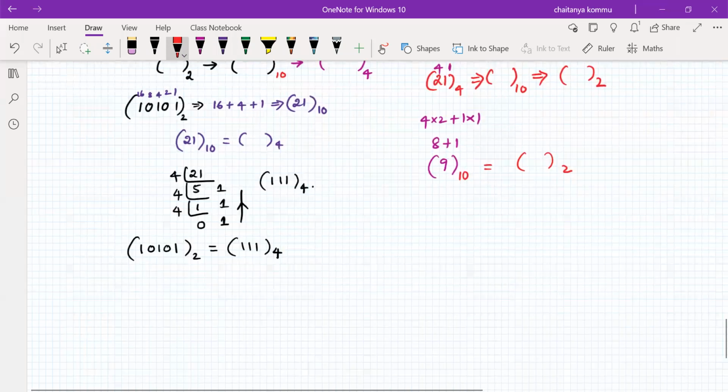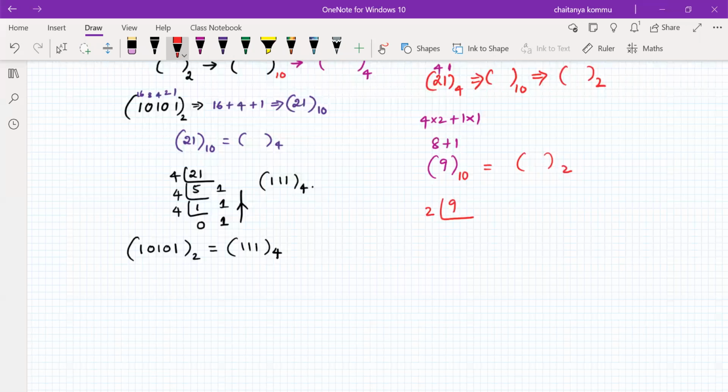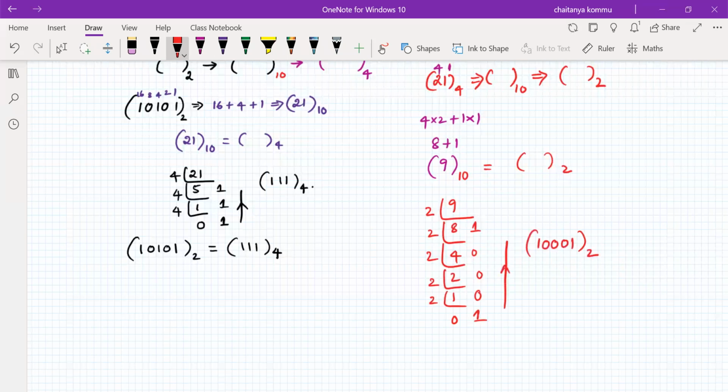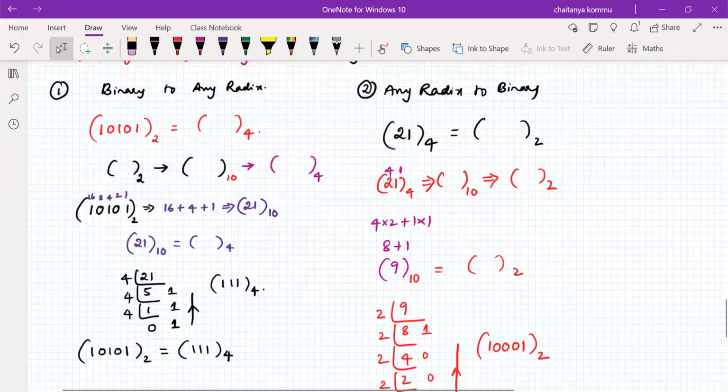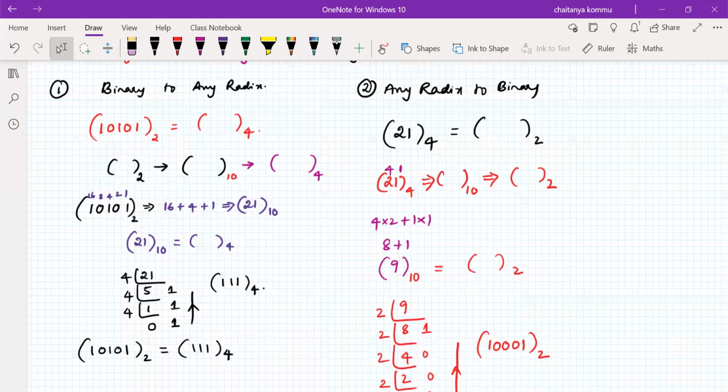How do we do this one? Again, we know that 9 is divided by 2. 2 4's are 8, remainder 1; 2 2's are 4, remainder 0; 2 1's are 2, remainder 0; 2 0's are 0, remainder 1. Therefore, I have to read from bottom to top: 1 0 0 1 in base number 2. So is it correct or not? How do we know that? Again, the reverse process we have to do. If we get back the original, then we can say that it's the correct one. Do you agree with me? This is the conventional method.